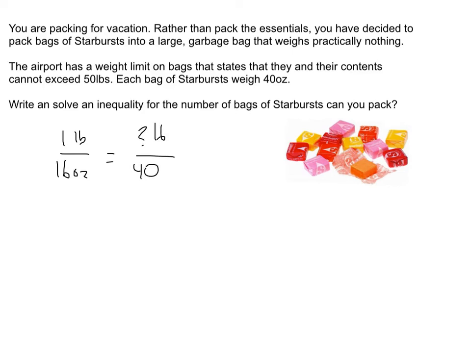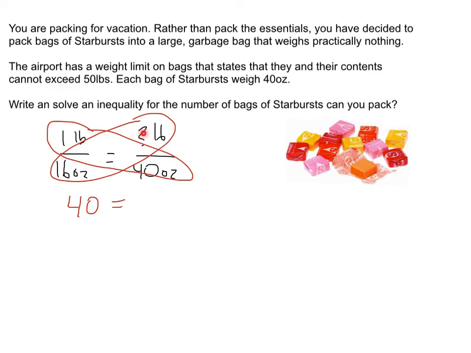So the question is, how many pounds are in 40 ounces? Okay, well, we can do a little bit of cross multiplication here. 1 times 40 is 40 equals 16 times question mark. Well, what do we do when we don't know something? We put in a variable, so we're going to use the variable x instead of the question mark. So 16 times x is 16x.